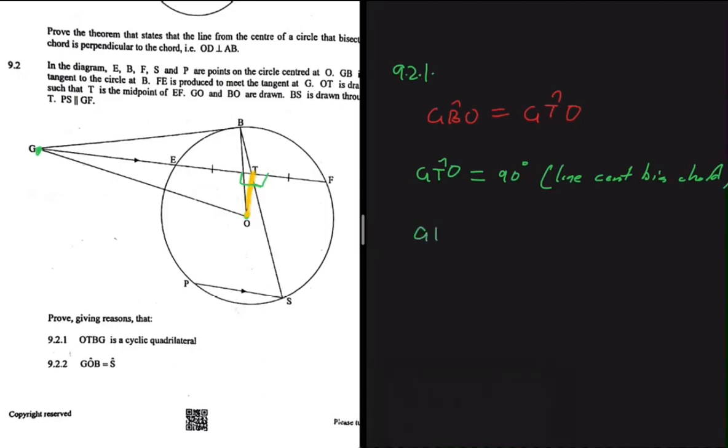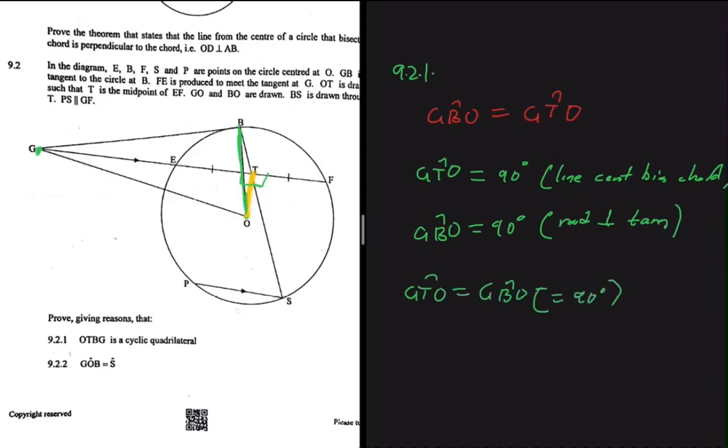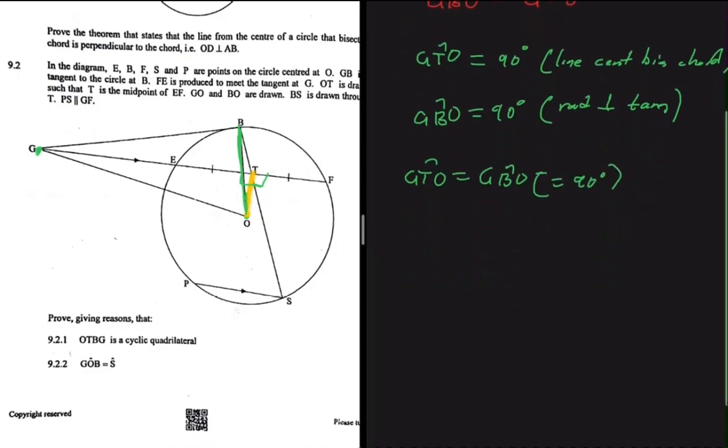We're going to say that GBO is equal to 90 degrees. Why are we saying GBO is equal to 90 degrees? Because this radius here will be perpendicular to the tangent, right? We know that fully well. So the radius is perpendicular to the tangent, right? So now we've proved that GTO is equal to GBO, because they're both equal to 90 degrees, right? And then as a consequence, OTBG is a cyclic quad, right?